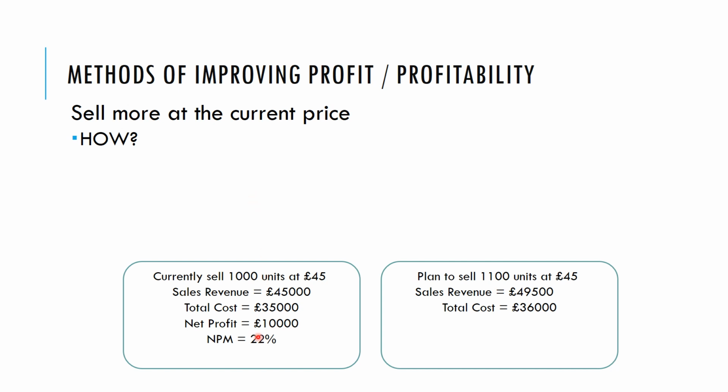So for example, again down here we have our net profit margin 22%. If they try to sell more than 1,000, perhaps they sold 1,100, what impact would that have on net profit margin? Again, it would increase their net profit margin, increase their profitability, here to 27%.